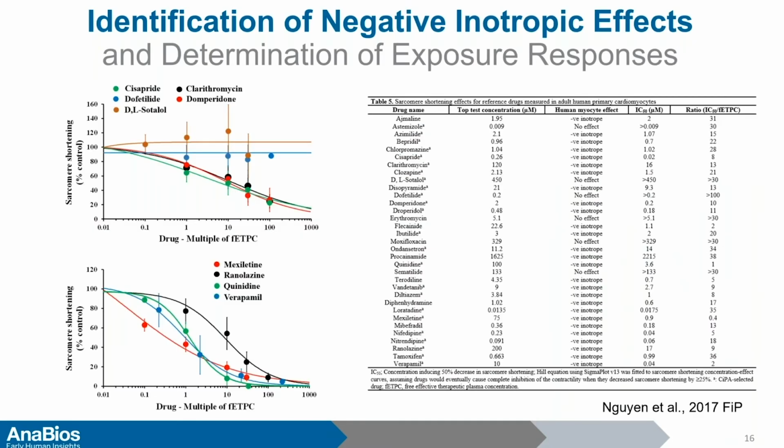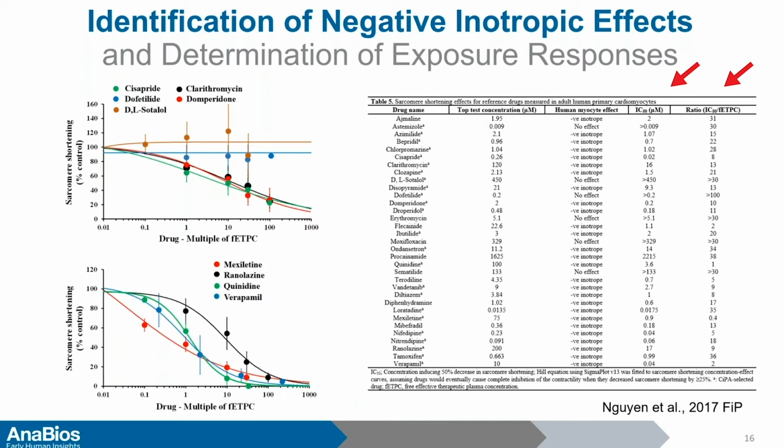This slide summarizes the data we obtained with the 33 drugs. Looking at the typical dose response curves, you can see that hERG blockers did not inhibit sarcomere shortening, while multi-channel blockers and class 1 antiarrhythmic drugs inhibited sarcomere shortening in a concentration-dependent manner. As you can see in the summary table with the 33 drugs, from this typical dose response curve we can derive an IC50 value, and also we can calculate a safety ratio.